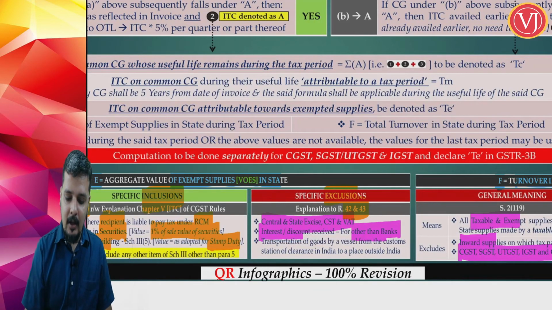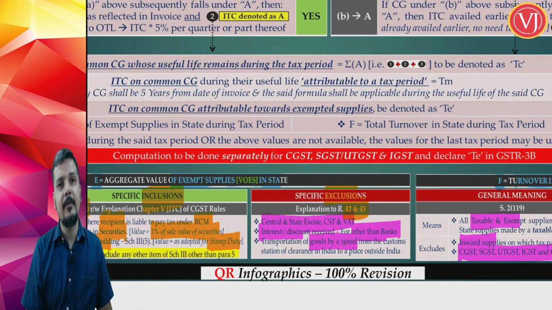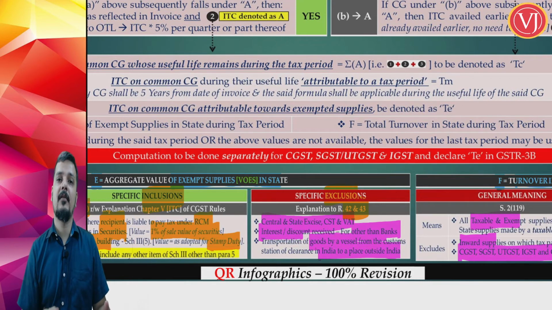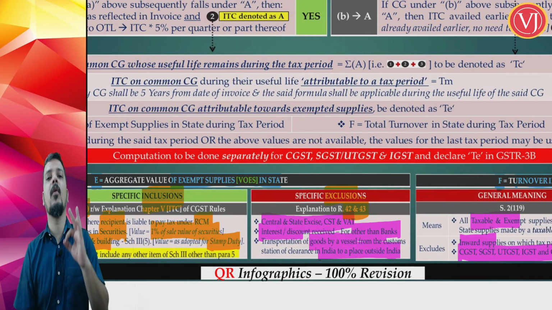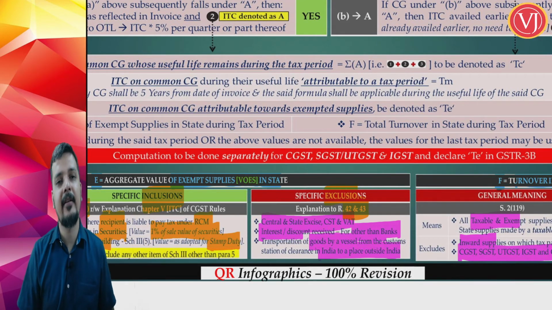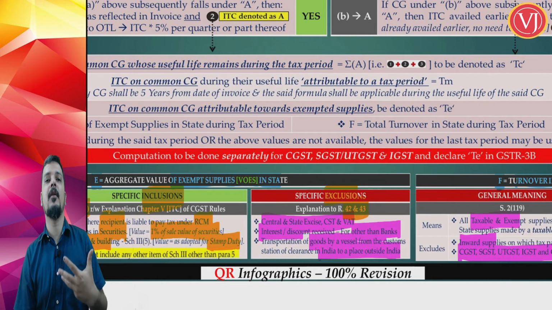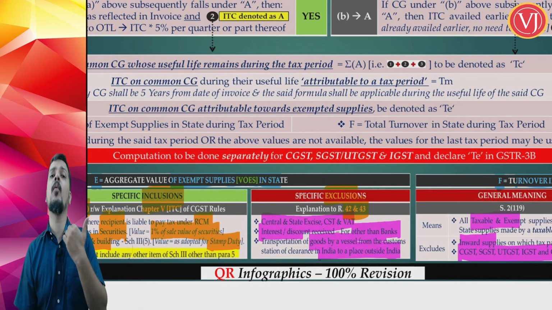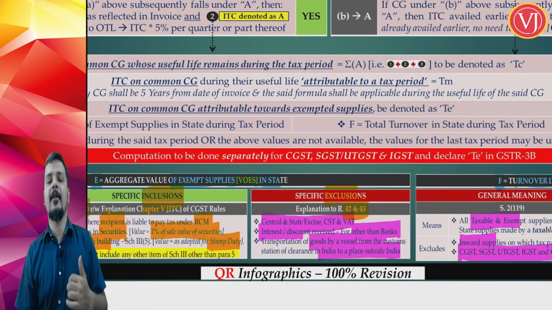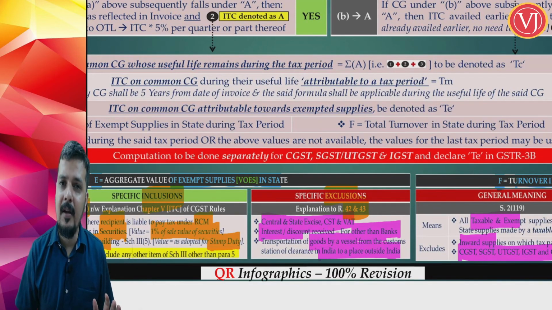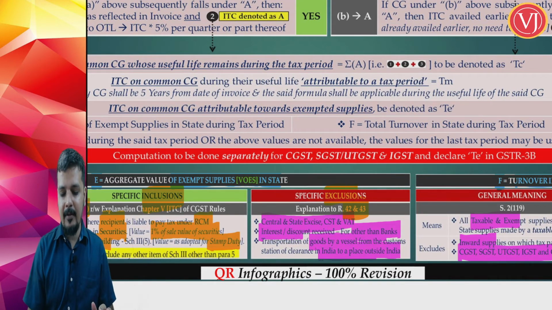Next, you are talking about transportation of goods by vessel from India to outside India. Technically it is exempt, but they don't want reversal. How to not do reversal? They say do not include it in value of exempt supplies. So technically there is an exemption, but they don't want reversal. How do they enable that? They say that technically it is exempt, but will not be included in value of exempt supplies.